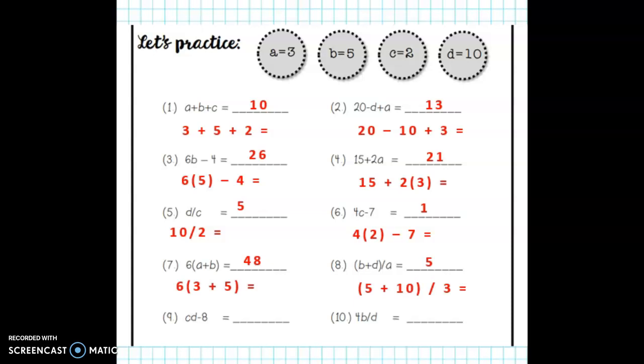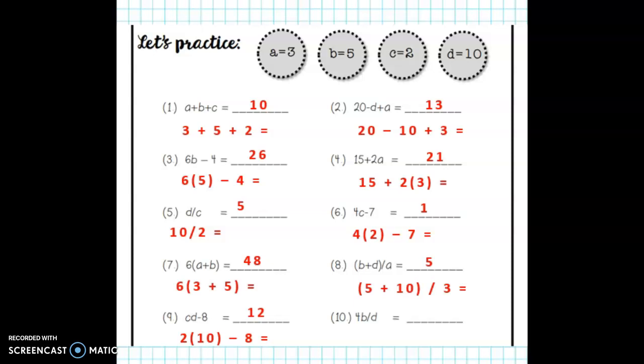Number 9, c times d minus 8. The c is 2, the d is 10, so that gives us 2 times 10 minus 8. Multiplication comes first. 2 times 10 is 20. 20 minus 8 is 12.